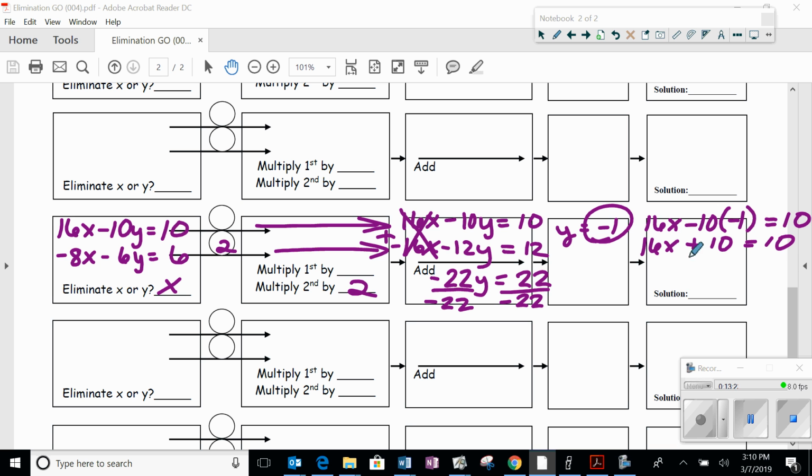Now I have to subtract 10 from both sides. Notice that that becomes a 0, but you still have to bring down the 16x. And x is going to equal 0. So we're going to divide by 16, and we know anytime we have 0 divided by a number, x is going to equal 0. So our coordinate point is 0, negative 1.